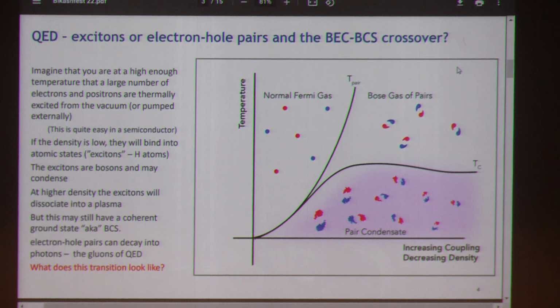What can mediate that interaction? Well, actually, there is a gluon in this theory, a rather trivial one. It's just a photon. Because an electron hole pair can decay into a photon. The photon can come back into electron hole pairs. So I have a situation actually where my condensed system is some kind of composite mixture of photons and electron hole pairs. And I want to ask what that phase transition might look like. Next slide, please.